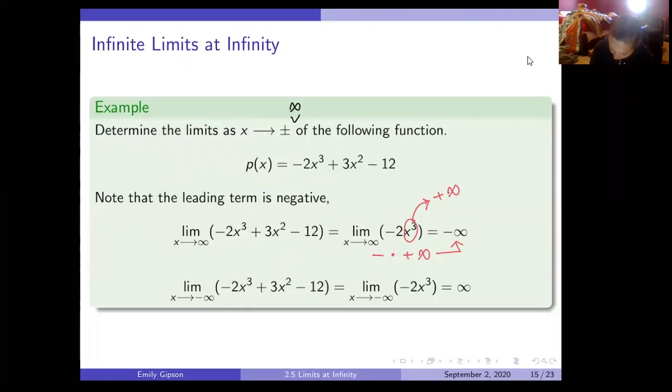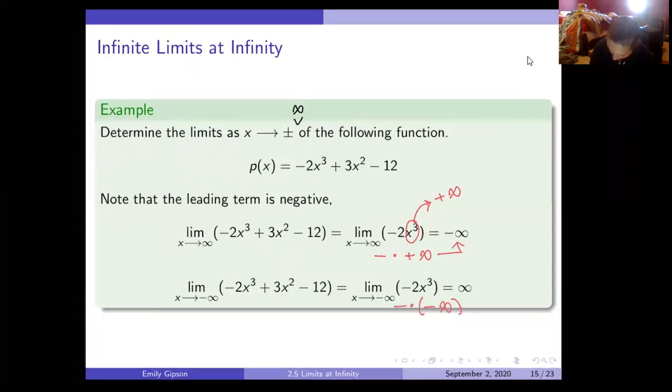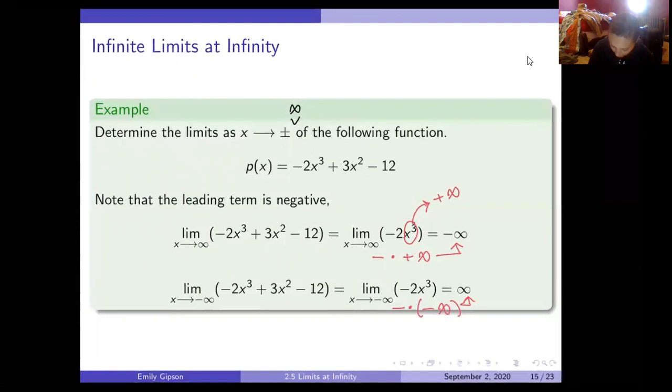And we'll see the same thing as we approach negative infinity. We know that x cubed likes to approach negative infinity. So we've got a negative times a negative. That leads to a positive. So that's the wrench that we threw in your plans. Let's continue. We're halfway done, but it gets more and more meaty as we keep going.